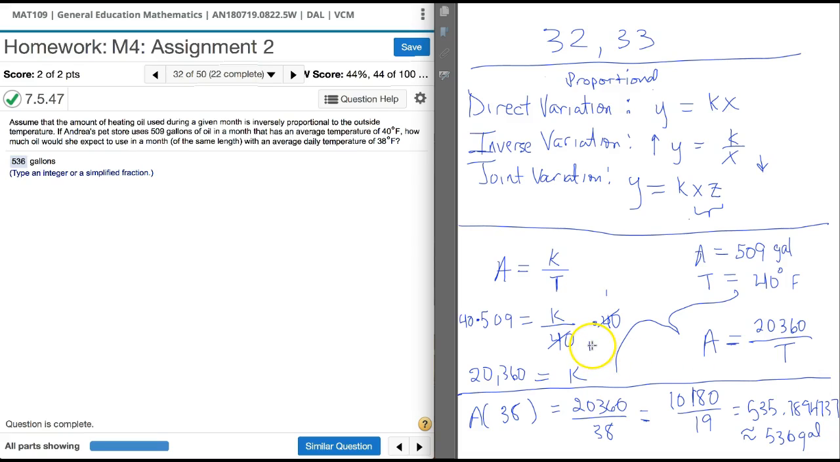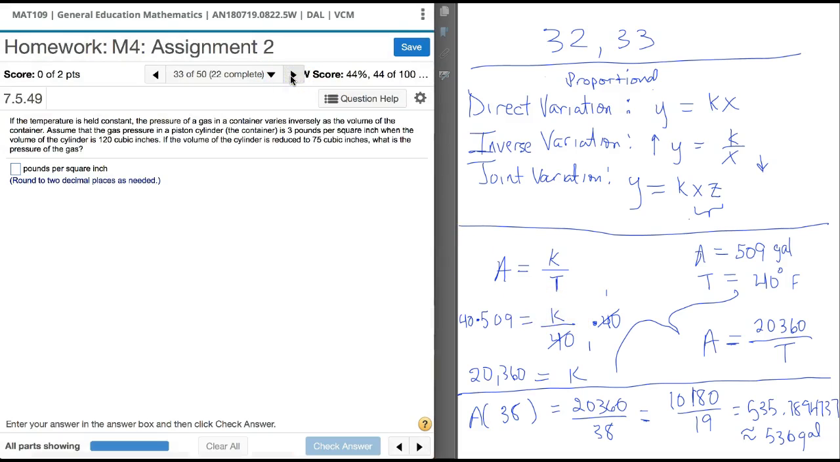All right, so let's move on to number 33. I believe that's the next question that we have. All right, and this one's going to be very similar. So I'm going to go ahead and erase all this and then we'll go ahead and work it out.